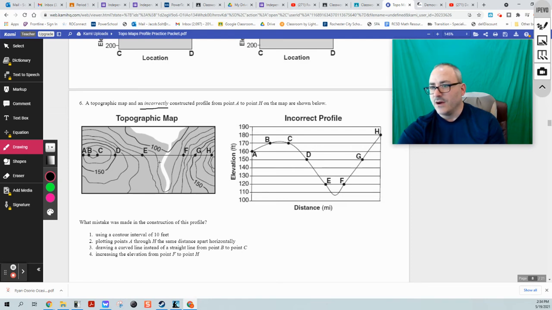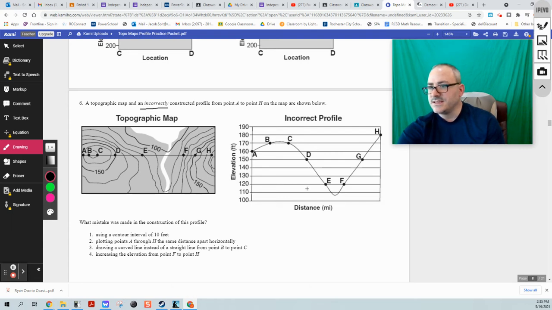And then it bottoms out and goes up to F. Is F at 120? 140, 130, 120. Yeah. Okay, so I like the contour interval they're using. That looks fine. Do the distances look okay?